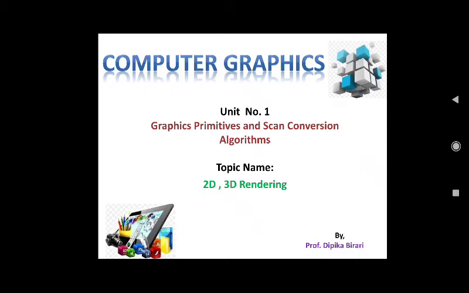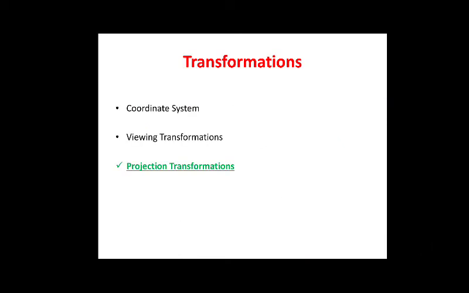Hello everyone. Today we will see the remaining topic from unit number 1, that is 2D and 3D rendering. In our last lecture we covered the topic of coordinate system and viewing transformation. In that viewing transformation we saw translation, scaling and rotation with regard to OpenGL. Now the next part is the projection transformation in OpenGL, right.